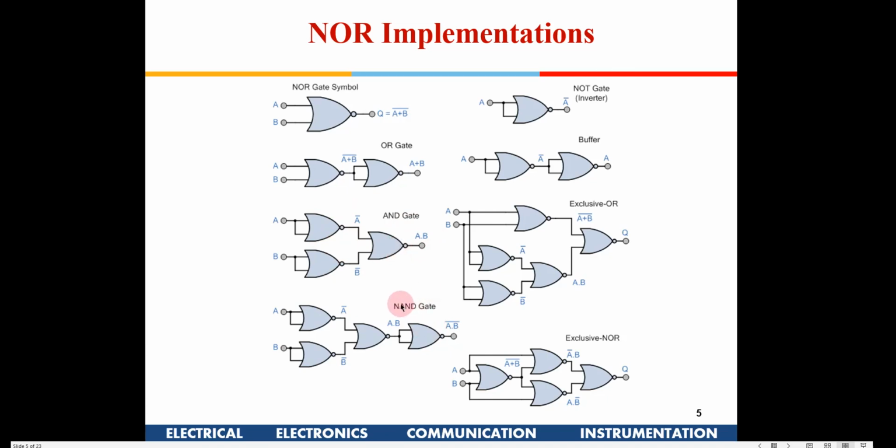Similarly, if you have to have a NAND gate, first you synthesize AND and then you put an inverter again. Similarly, you can have an XOR gate and an exclusive NOR gate also using only NOR gates. So in short, in the last two slides, what we have seen is that with the help of only NAND or only NOR, all functions can be generated.